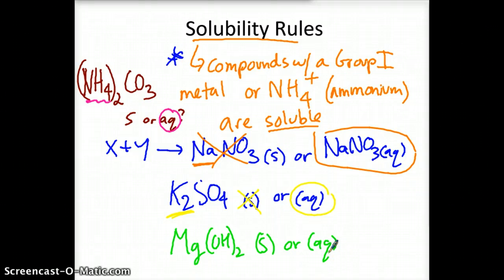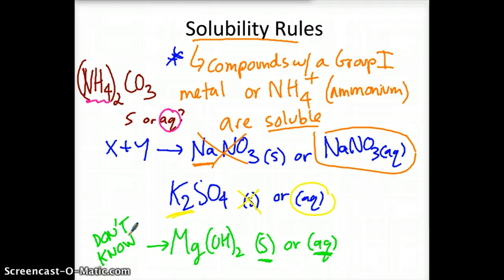Well, in this case, it does not have a group 1 metal, and it does not have an ammonium ion. So we can't say for certain that it's soluble. We can't say for certain that it's aqueous. We also can't say for certain that it's going to be a solid. So in fact, if you got a compound like this that does not have a group 1 metal or an ammonium ion, we don't know. We don't have to have it memorized. The old AP Chem curriculum you did, but not anymore. We would need more information in the problem.